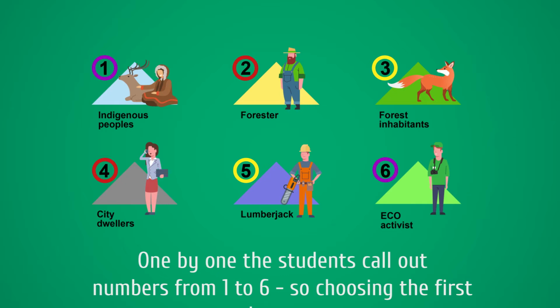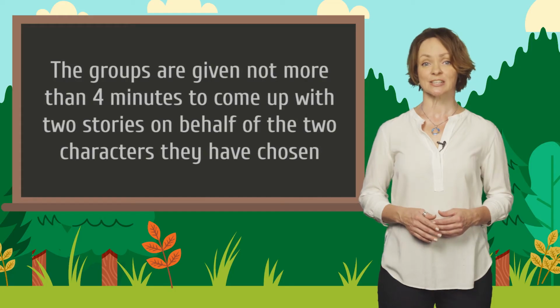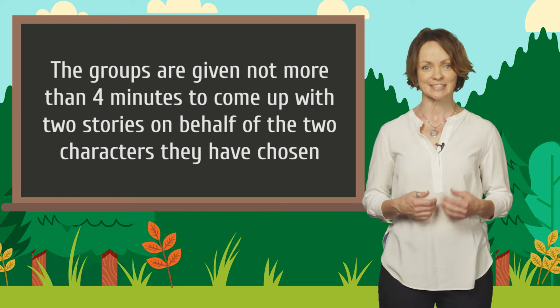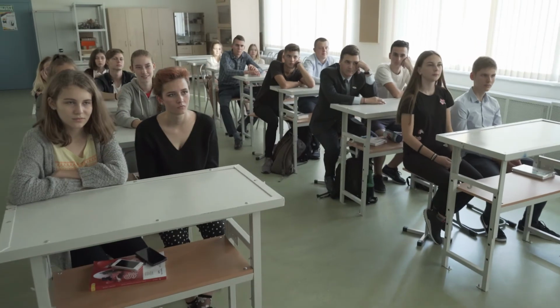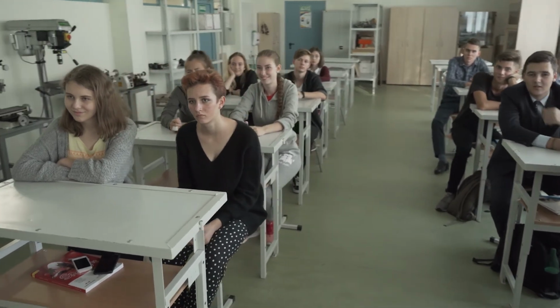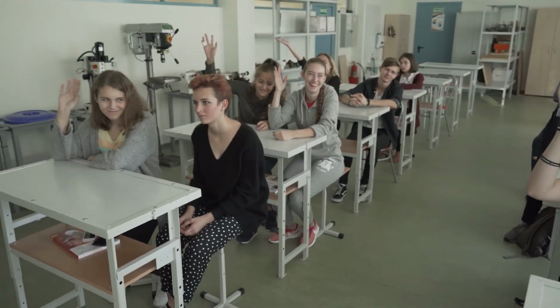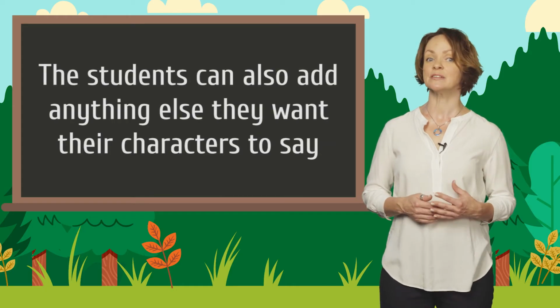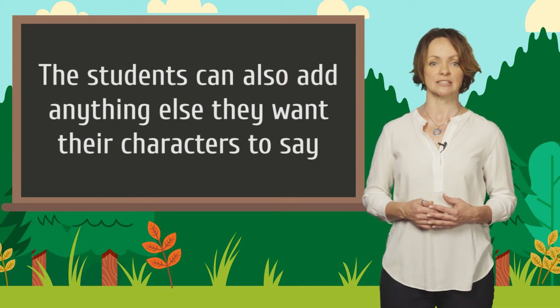Name the characters and, if necessary, provide explanations for the portraits on the screen. Next, the groups are given not more than 4 minutes to come up with 2 stories on behalf of the 2 characters they have chosen. In order to speed up the process, each group could split into 2 subgroups or try to come up with both stories all together. The questions presented on the slide indicate the basics to be covered in the stories. The students can also add anything they want their characters to say.